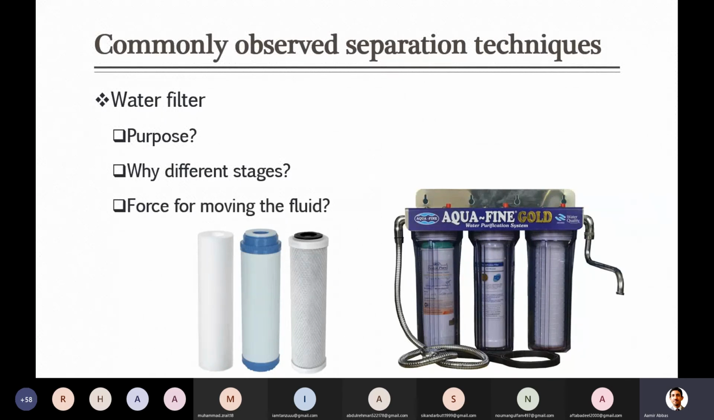By the way, did you observe that we need any force to push the water through these or not? Yes, sir. There's definitely a force. The pressure applied from the tap is the force. Tap, really? Yes, sir. Actually, you are right. The potential energy of the water in the tank. Yes, good, good. The water should have some head to pass through this.